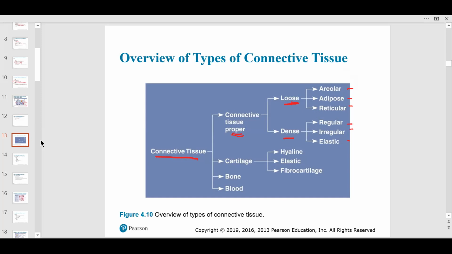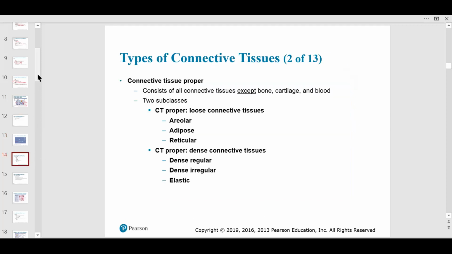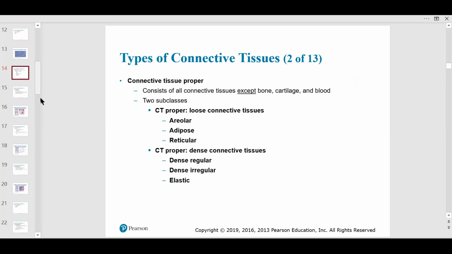So connective tissue proper is split into loose and dense. And then you have the specialized, which are cartilage. You should know the three cartilages and where they are and what their functions are. All of them you should know where, what they look like, and their functions all the way through. And then bone and blood. Bone and blood are probably the easiest to recognize of the connective tissues when you see the histology.